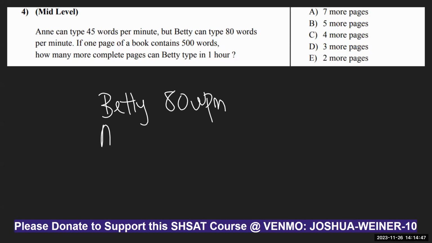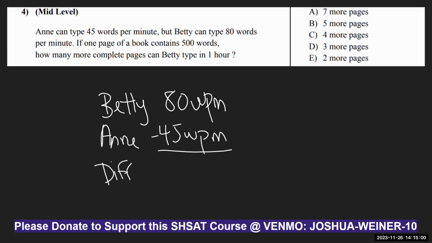And then we have Anne, a very good worker as well, but 45 words per minute when she's typing. Let's find the difference. So the difference is 80 minus 45. 8 is bigger than 0, 5 is bigger than 0, so make this a 7. Change this to a 10. 35 words per minute.